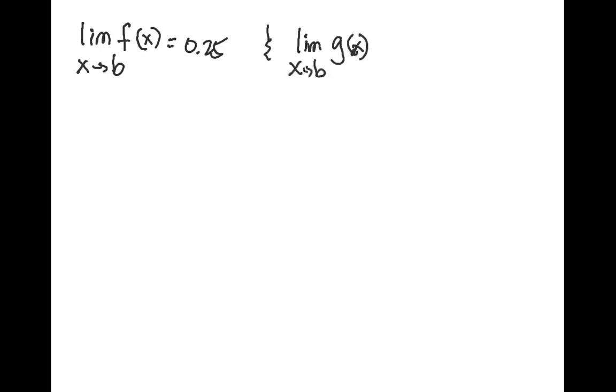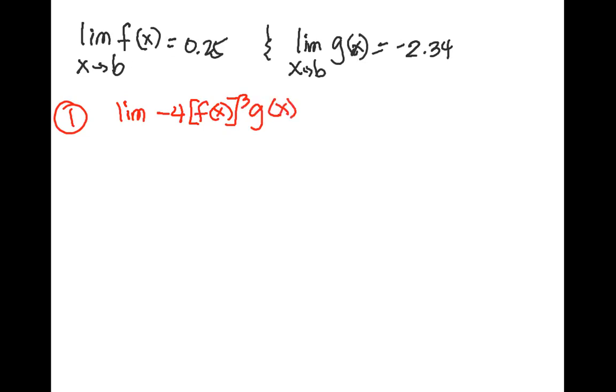The limit of f of x, if x approaching b, is equal to 0.25. Okay, and the other one is the limit of g of x, if x is approaching b, is equivalent to negative 2.34. And then the problem will be, let us evaluate the limit of negative 4 f of x cube and g of x, if x is approaching b. So here we will use the multiple law, the power law, and the product law again.